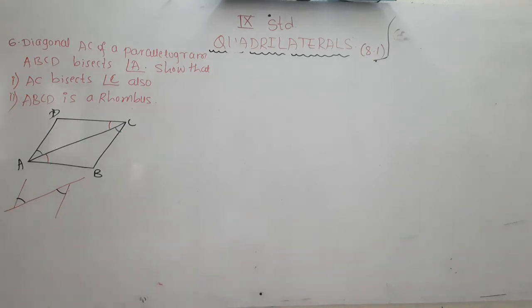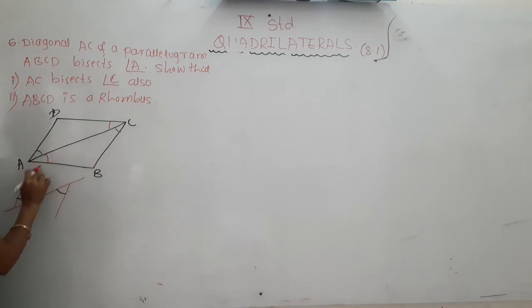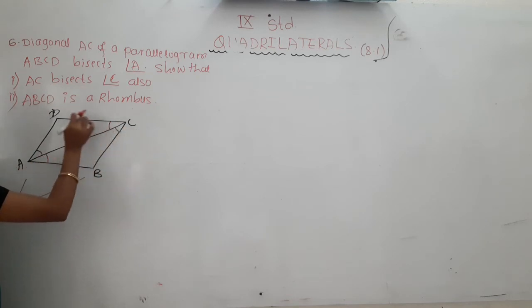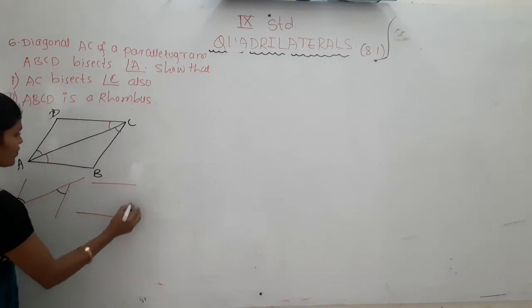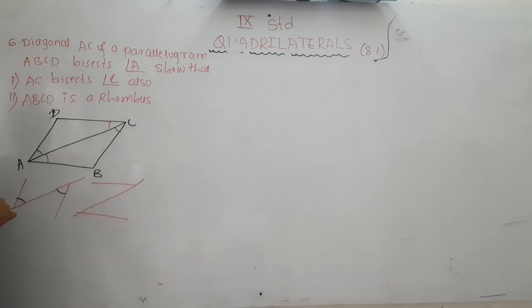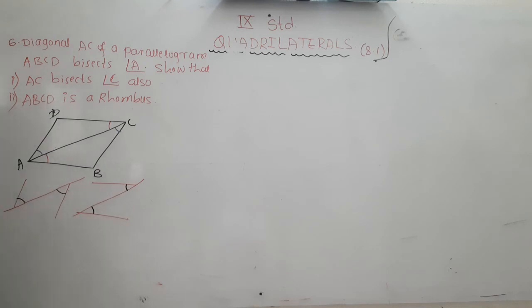The angles: these two, angle DAC as well as BCA, are equal, and in the same way angle BAC and DCA are also equal. If you take BC and AD as parallel, and AC as a transversal, these two angles are alternate interior angles, so these two are equal.